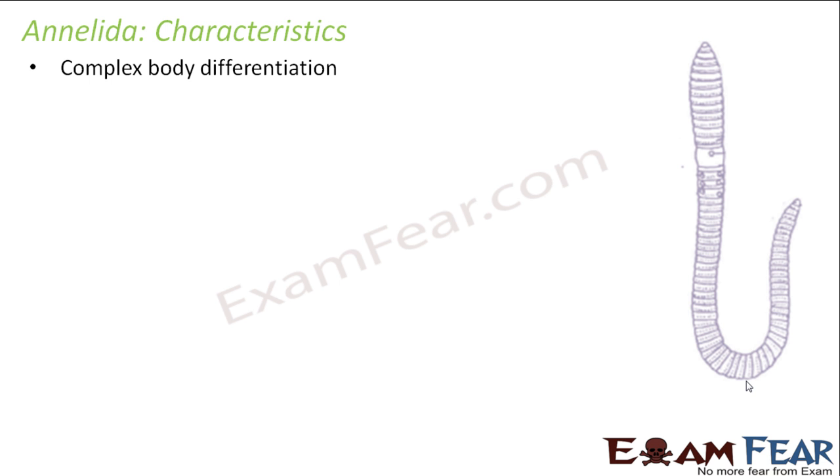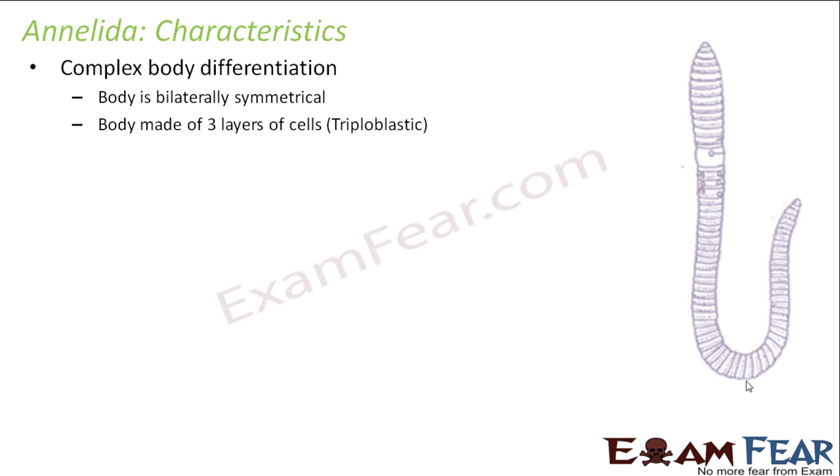Talking about the basic characteristics, the first thing that comes in is the complex body differentiation. Here also it is organ system level of organization. The body is bilaterally symmetrical, as I mentioned before, that hereafter most of the phyla you will see will be bilaterally symmetrical, coelomates, with organ system level of organization. It is triploblastic, that is, they have ectoderm, endoderm and mesoderm.